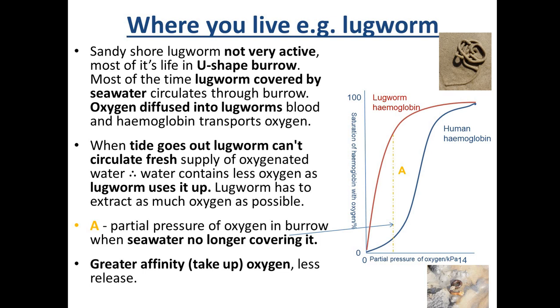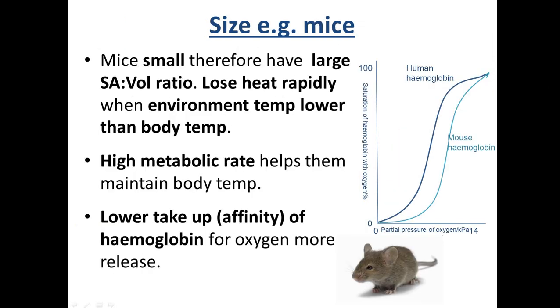will need to have a high affinity for oxygen. So you can see here that this is the partial pressure of oxygen in the burrow, and the lugworm has a much higher affinity for oxygen at that partial pressure than the human haemoglobin. So it means that lugworm haemoglobin can take up oxygen more easily. It has a higher affinity for oxygen.